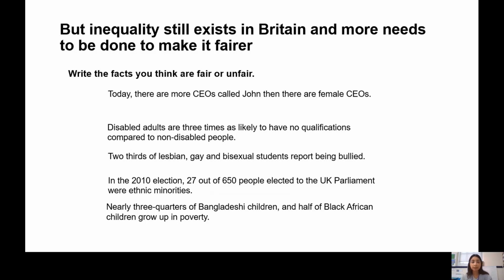So the first one, for example: today there are more CEOs called John than there are female CEOs. So a CEO is a person that leads a company. They are higher than a manager. The chief executive of an organization. And today there are more CEOs called John than there are females, and I think that is unfair. That is definitely inequality between gender. So I would write number 1 and unfair next to it.